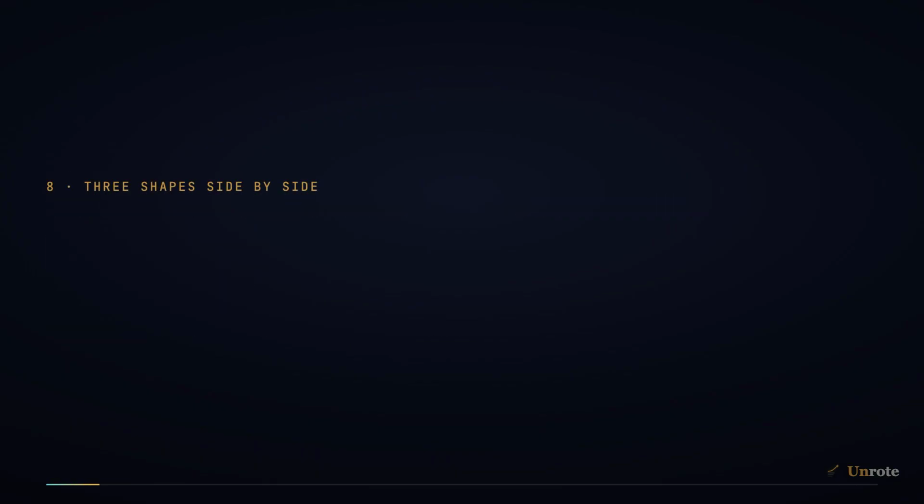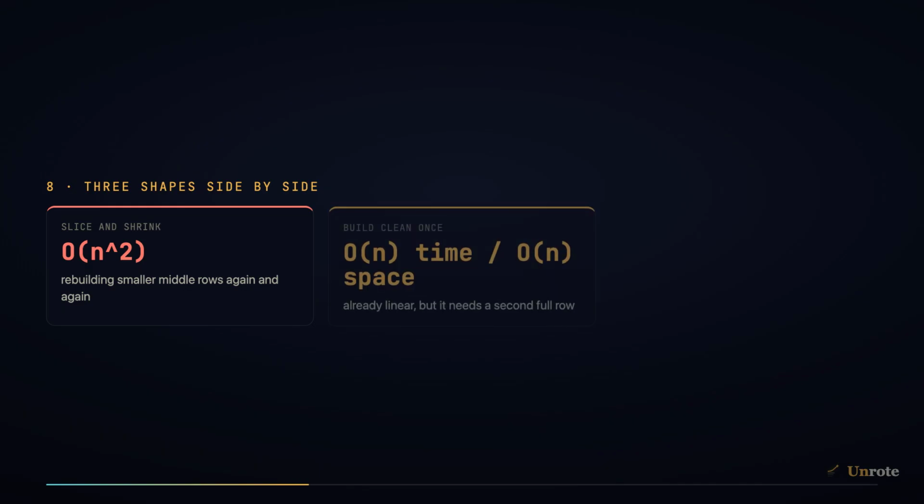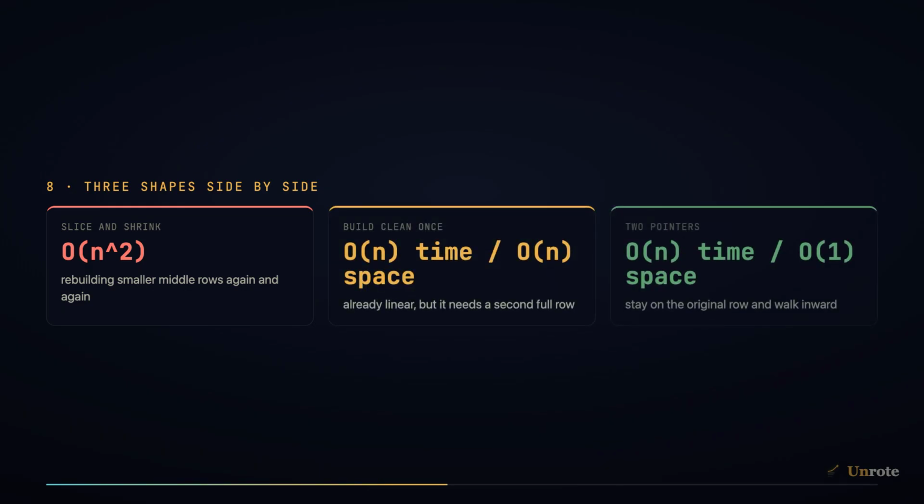Line up the 3 shapes. Slice and shrink rebuilds rows again and again, so its work climbs quadratically, O of n squared. Building the clean string once is already linear, but it needs an extra full row. 2 pointers walks inward in place, O of n time, O of 1 space.